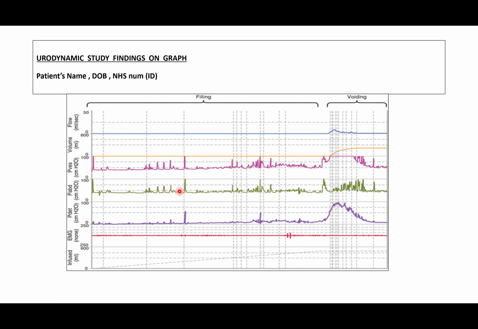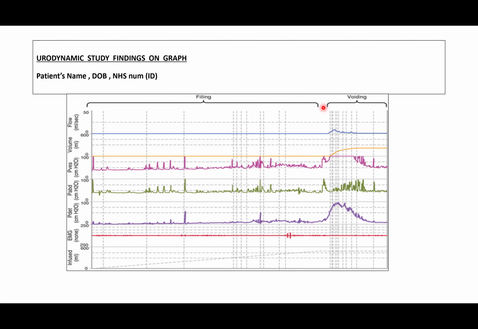What about the abdominal pressure? Anything? No, I think it is an artifact. Yes, you can say that. At the voiding phase, any significant rise in pressure anywhere? No. You're right. What about the detrusor pressure? Any significant rise? It is also normal. There is no detrusor pressure increase. That is excellent.